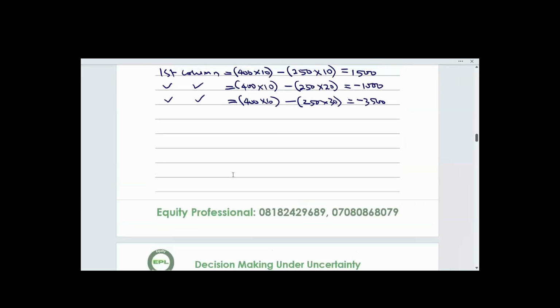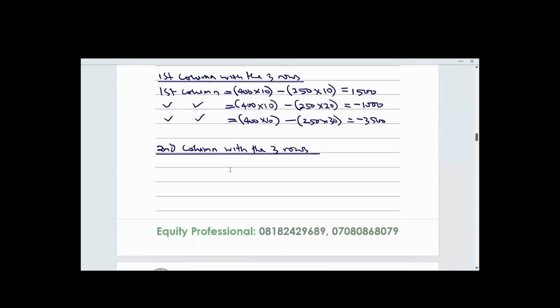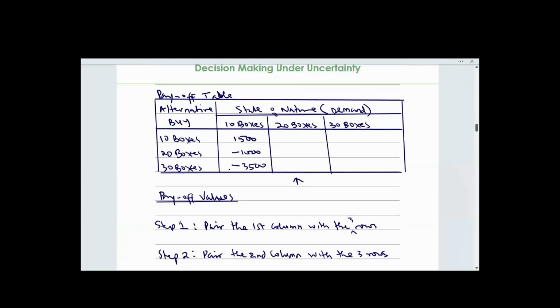So I will then say second column with the 3 rows. Okay. We are now in the second column. In this second column, we have a contribution of 400. Remember, in the second column, look up.